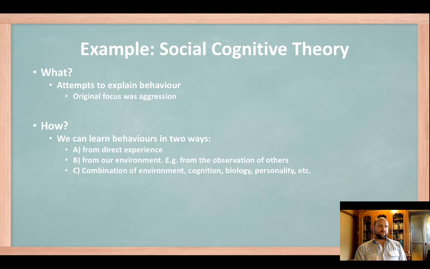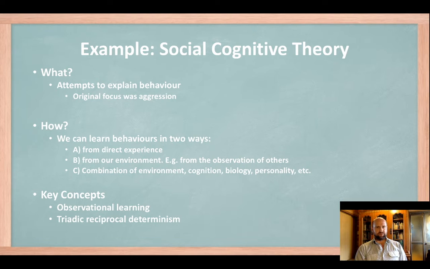And then in social cognitive theory, he added the idea of triadic reciprocal determinism, which is saying that behavior is the combination of factors: environment, the way we think, our biology, our personalities, our culture. All these things interact to produce behavior. And so two of the key concepts are observational learning, and then the addition later of triadic reciprocal determinism. So a good description of social cognitive theory would include all of these things.